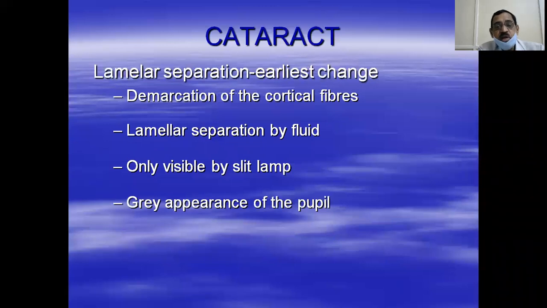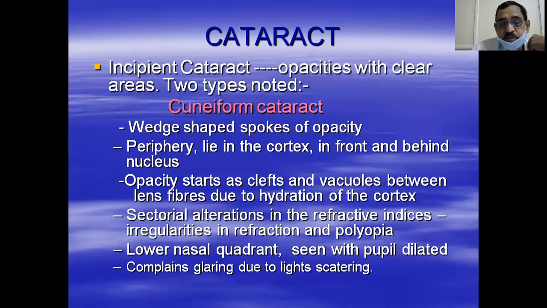In case of lamellar separation, which is the earliest change in cataract formation, there will be demarcation of the lens fibers or cortical fibers. The lamellar separation is by fluid, and it can be seen by a slit lamp biomicroscope only. You cannot see it with an ordinary look and touch. The color of the pupil will be gray. Okay.